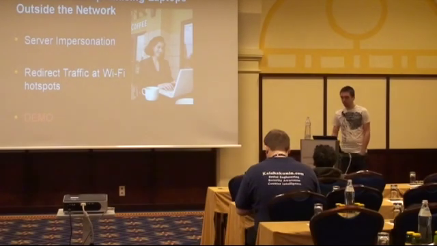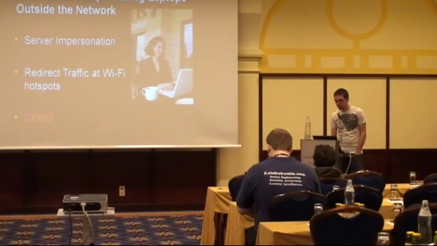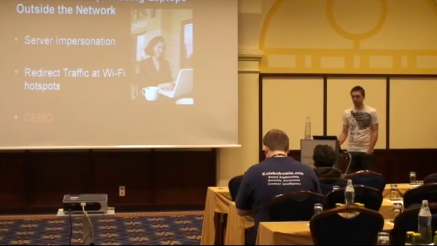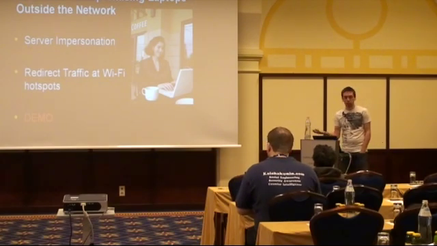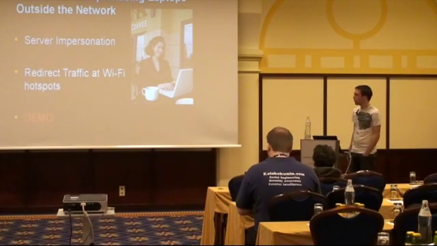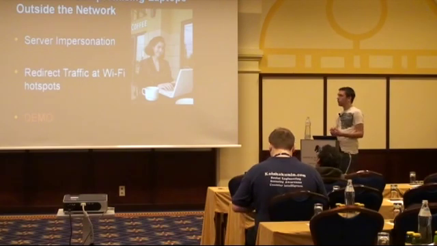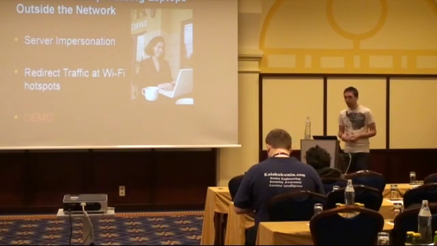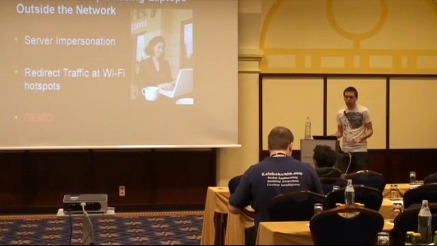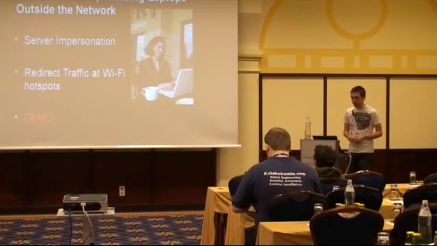So, moving on to the first attack scenario. This is the idea of compromising laptops that have been managed by Altiris. Mobile devices really, so laptops are going to be the key one here, outside of the original network that they're being managed in. So here we'll be looking at server impersonation, and probably the main idea would be redirecting traffic at Wi-Fi hotspots.